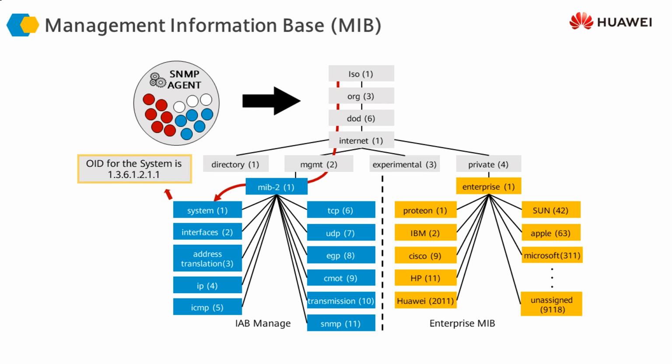So for example, the OID for system is given here. It is 1.3.6.1.2.1.1. You can see it is 1.3.6. This is the hierarchy. This is the root. 1.3.6.1.2.1.1. So this is the system information. This is the system OID for the system.